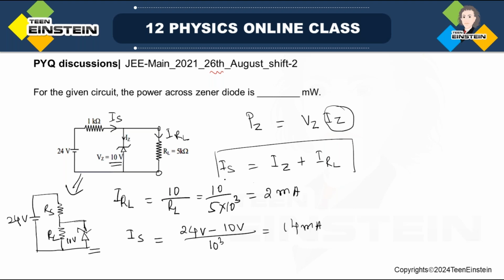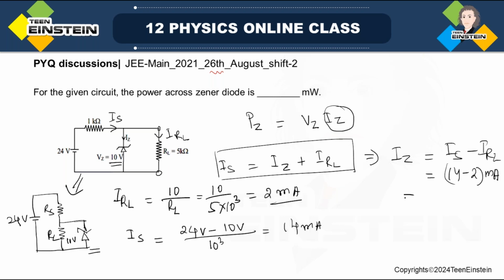Now from this equation, can you find out IZ? Answer is yes. IZ is equal to IS minus IRL. I know IRL is 2 milliampere and IS is 14 milliampere. So this will give you 12 milliampere. So I have got IZ.